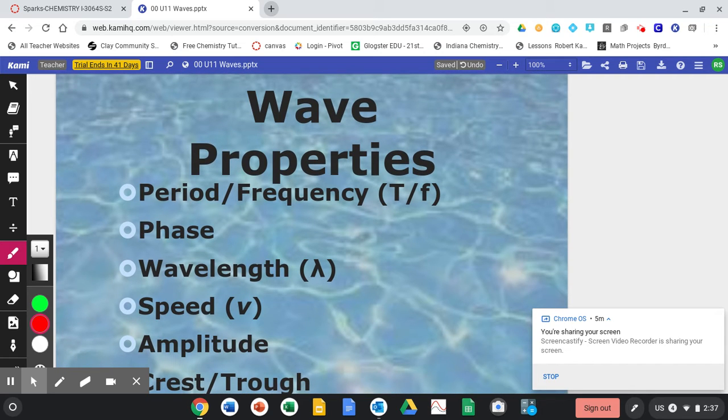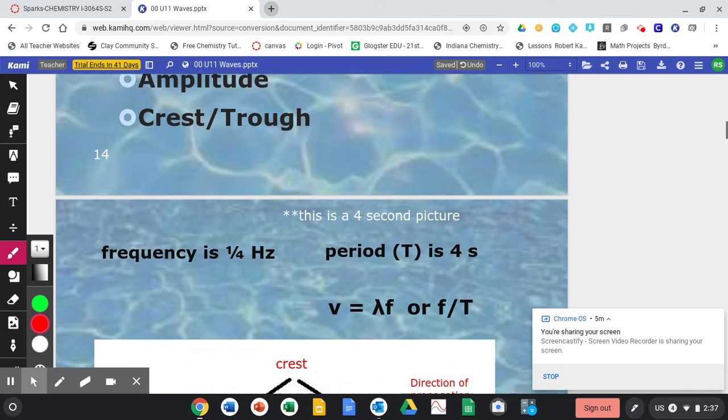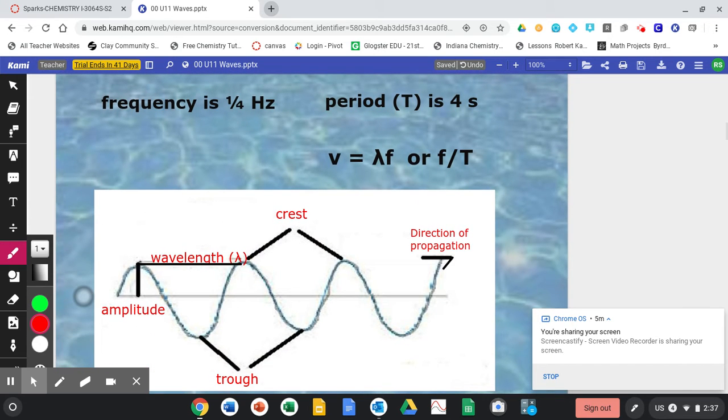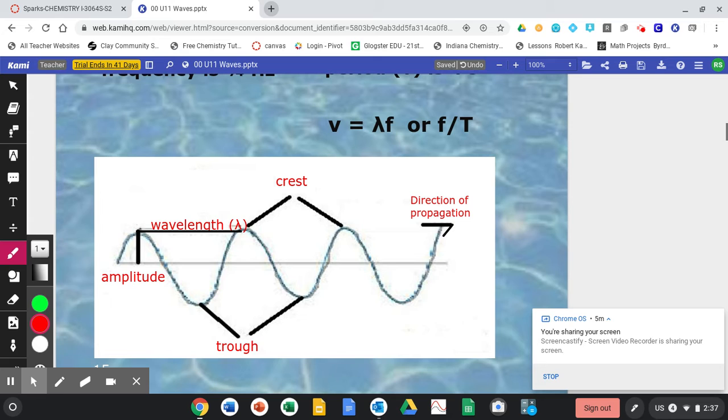Wave properties include period and frequency, phase, wavelength, speed, amplitude, crest, and trough. I'm going to narrow this down more to just stick to the standards, and I'm not going to get into the period and all of that. But let's start to name parts of the wave. Again, here's a wave. You see the wave undulating here, and the tops are called crests, the bottoms are called troughs. Any two like positions on a wave, you measure that, and that gives you the wavelength.